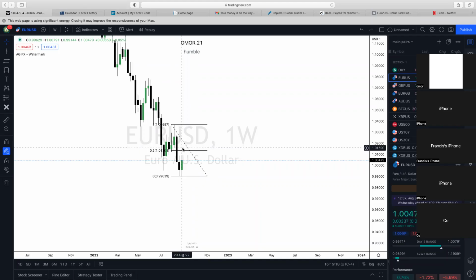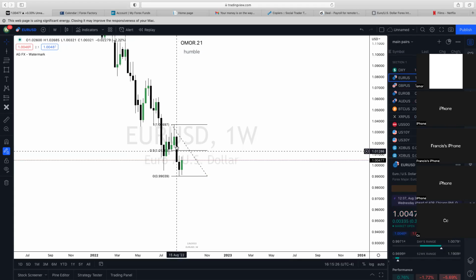You're trying to look for the rejection off of the premium. Now, where in the premium, this is where the arrays come in, right? Within the premium, you're looking for the specific areas where it makes sense to reject off of. This is where you look for your specific arrays. Now we see that we have a fair value gap, right? You see this gap in this candle. We have that. We have an order block.